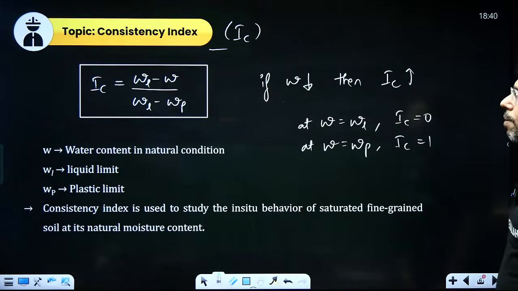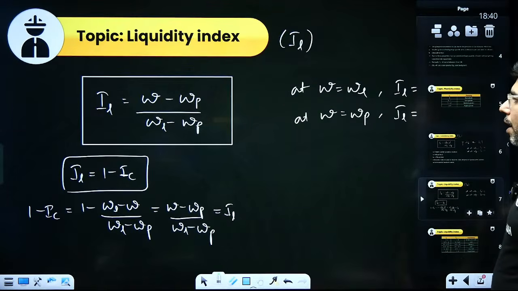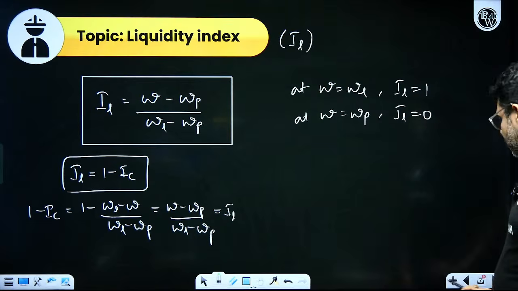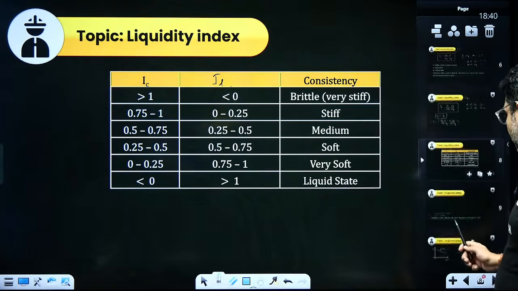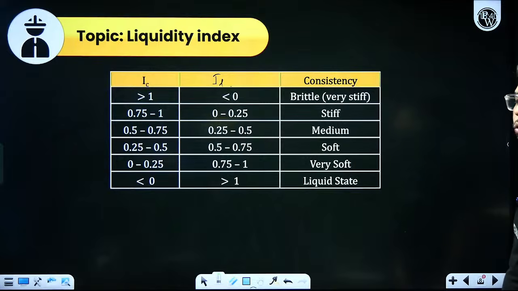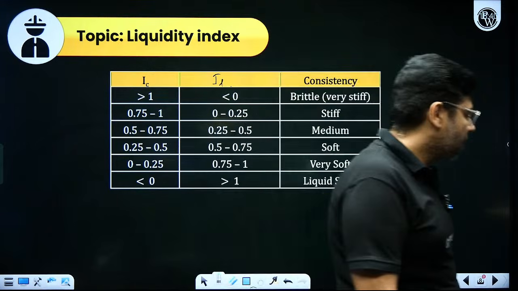So, this was all about the consistency index and the liquidity index. Any doubts still here? Can I proceed? Please tell, Mr. Akash. Any doubts still here? Then I will show you the toughness index in detail.